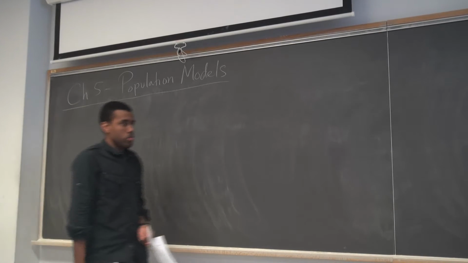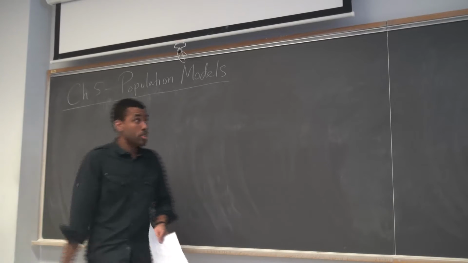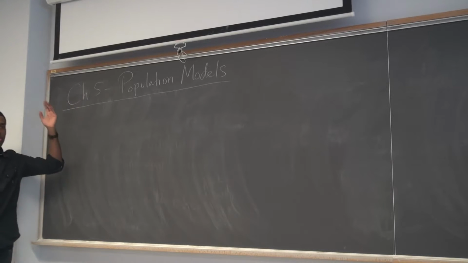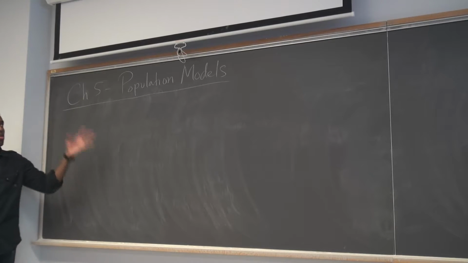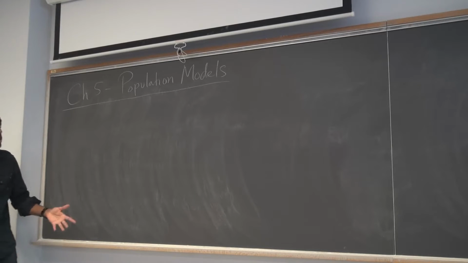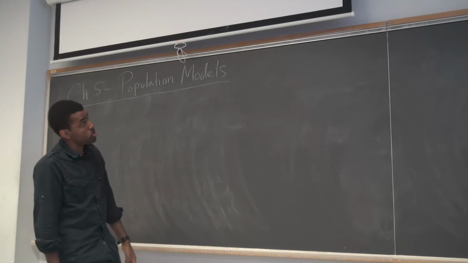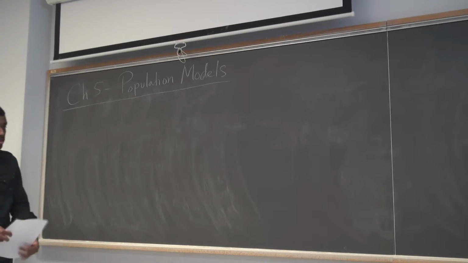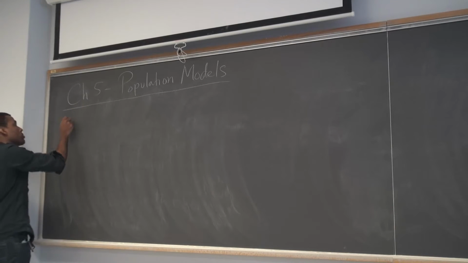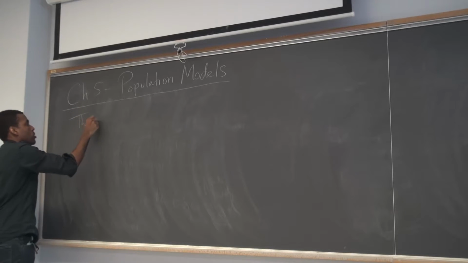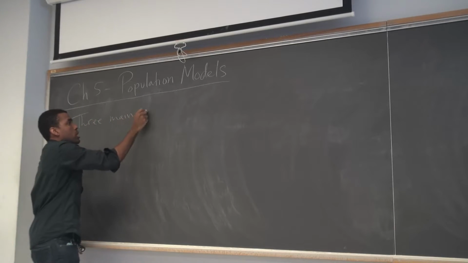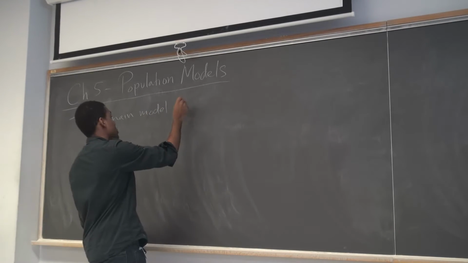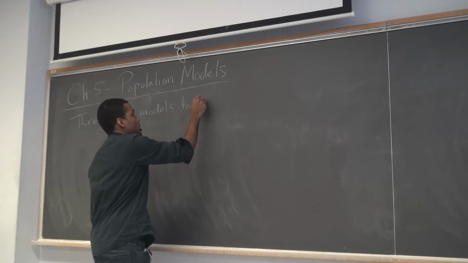Okay, so now we're going to move on to chapter 5, where we're going to talk about population models. So basically what we were doing in chapter 4, we're going to do the same thing all over again, except now we're going to be thinking of the differential equations that we're dealing with as describing populations. In this chapter, there are 3 main models that we'll concern ourselves with. There are other ways to model population, but these are the ones we're going to be looking at in this chapter.